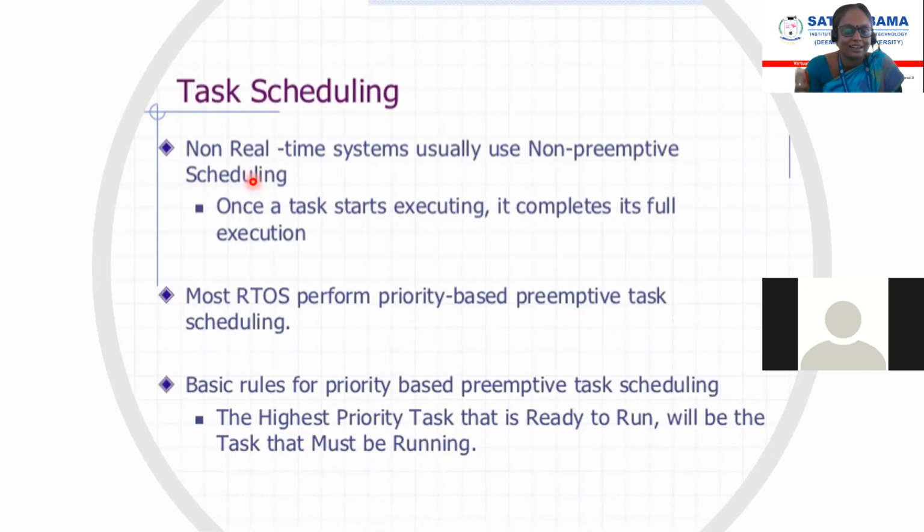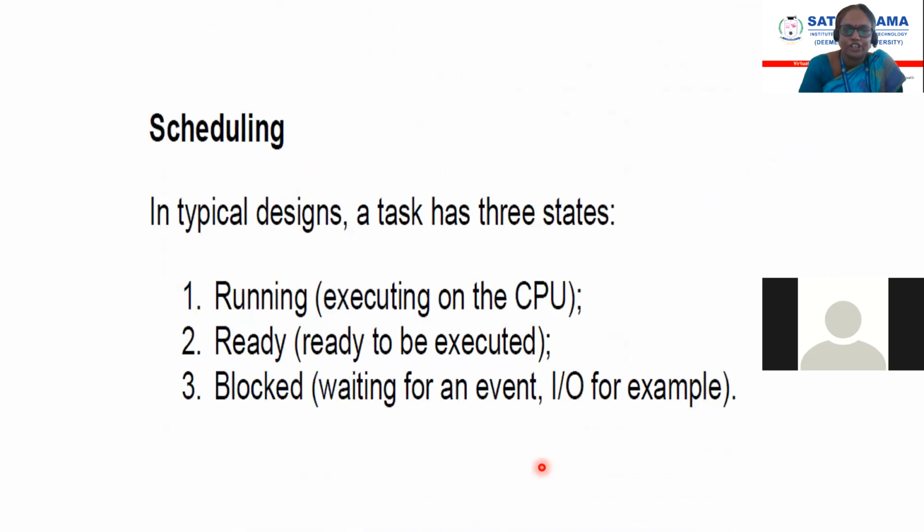Non-real time, can you understand or not? Only non-real time will use non-preemptive. So once they start the task, they complete the full execution. Then priority based means preemptive task scheduling. According to the priority, that will run the particular task alone. So the highest priority task that is ready to run will be the task that must be in the running mode. Okay, that is short scheduling.